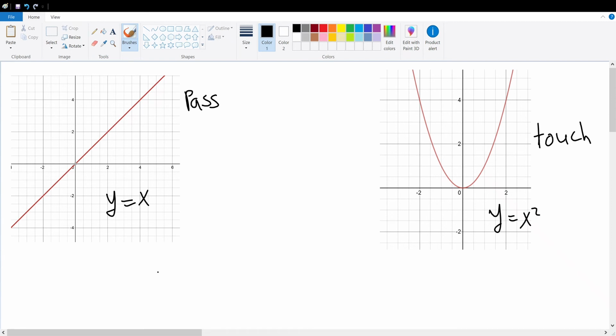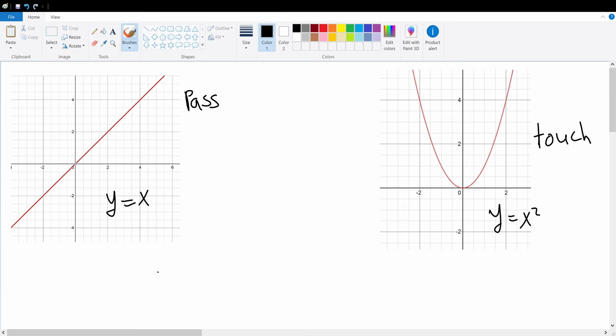Today we're going to be studying the concepts of a pass and a touch and what they mean and what we can use them for. The reason why it is important to study what a pass and a touch is, is because we need these two terminologies in order to sketch rational functions and other high degree polynomials.